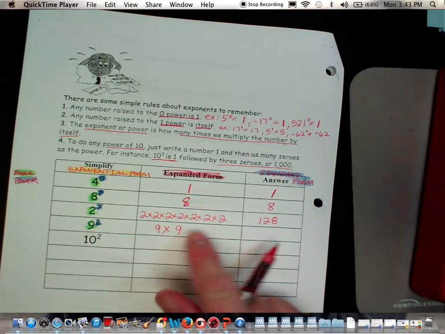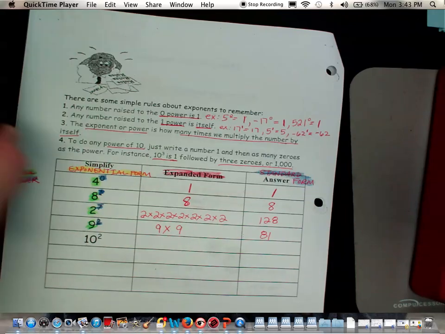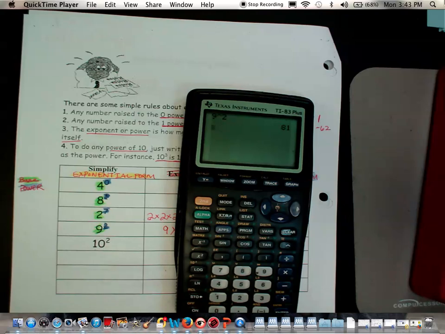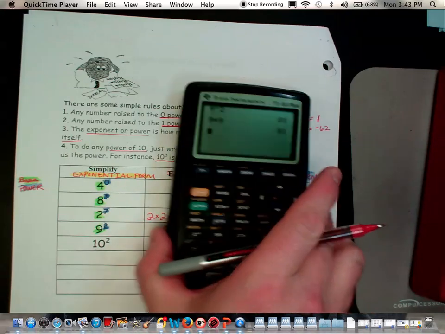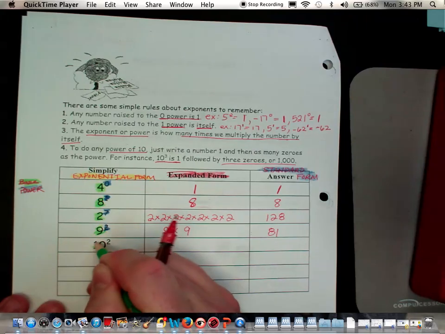And 9 times 9 is 81. You check it on your calculator. 9 squared is 81, or 9 times 9 is 81. Same thing. Okay. My next one is 10, so I'm going to color in 10 as my base.